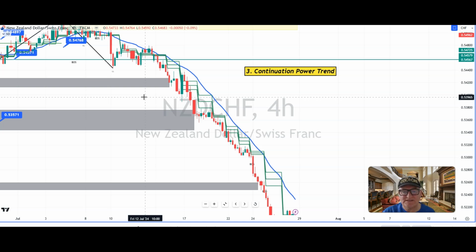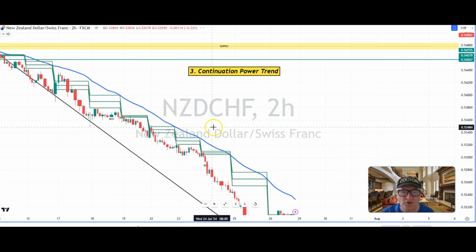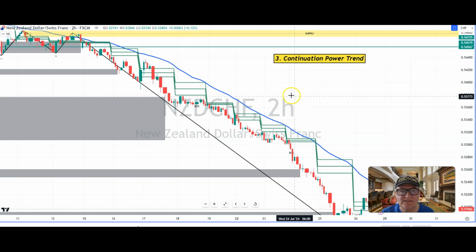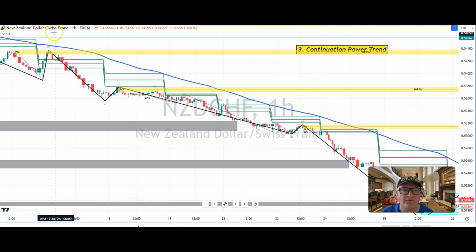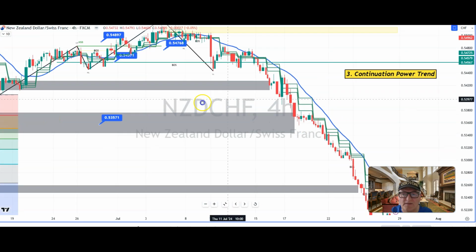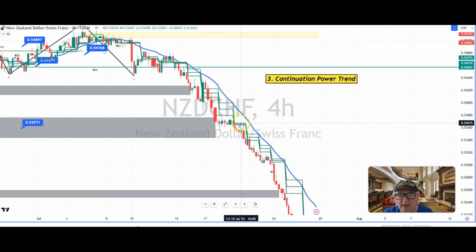These support and resistance lines happen on any time frame. So we can go down to the 2-hour, we still have the same resistance lines. Nothing changes. You can go down to the hour, nothing changes. You can go down to the 5-minute, nothing changes. Okay, so you can work off any time frame. Just look out for the continuation of the power trend in terms of the tightening of the resistance lines.